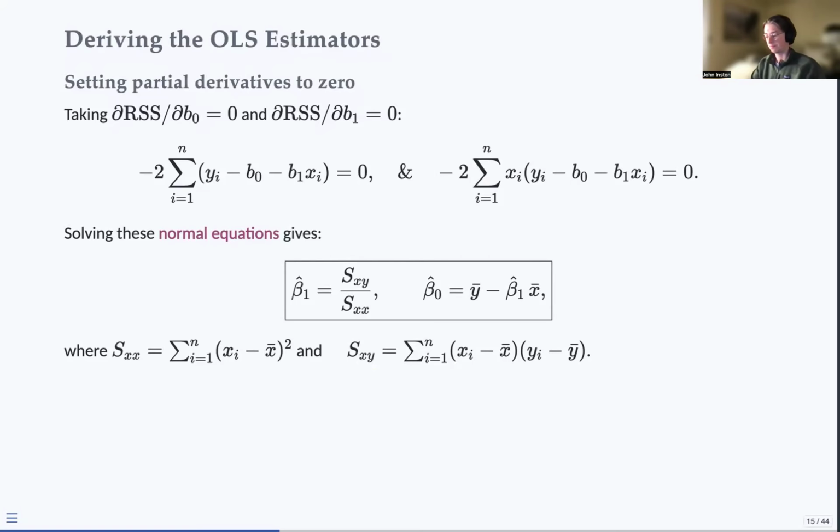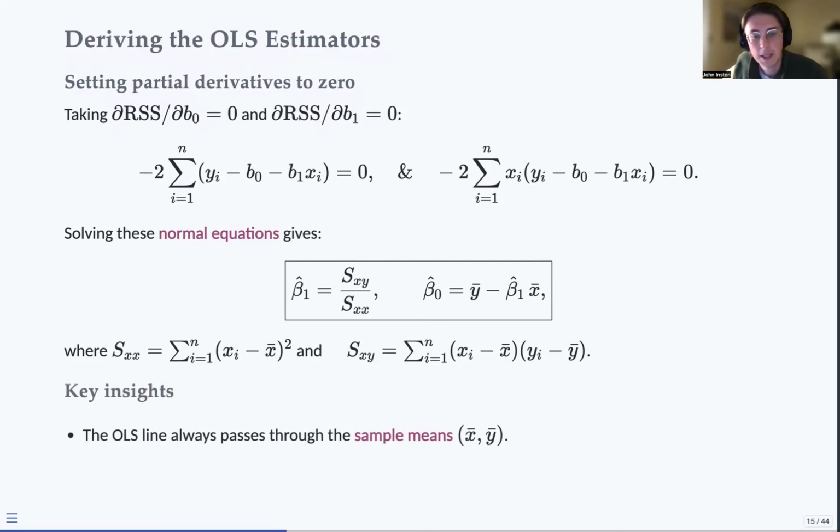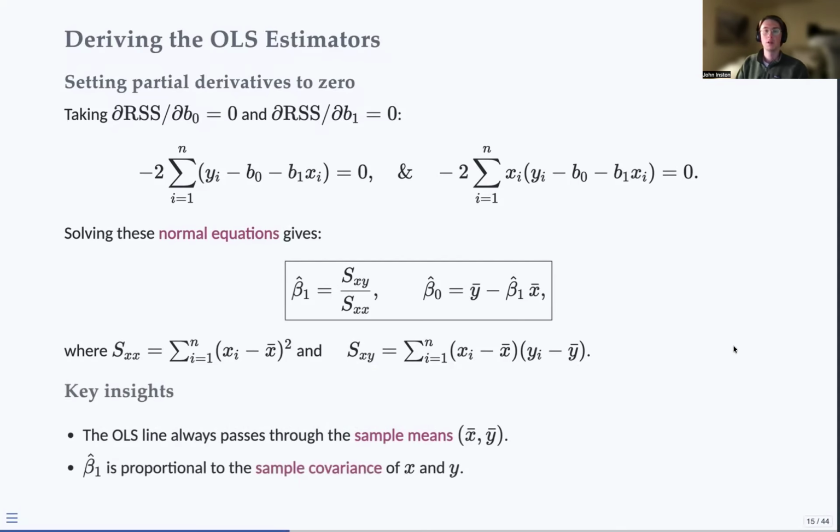Hello again. So, key insights. The OLS line always passes through the sample means. Because of this derivation, you can see why it's always going to pass through the sample means. And the best estimate for the slope is always proportional to the sample covariance of x and y. This is what this is describing here. So the covariance of x and y appears in here, and there's always this dependence built into the slope on the size of the covariance between these two variables.